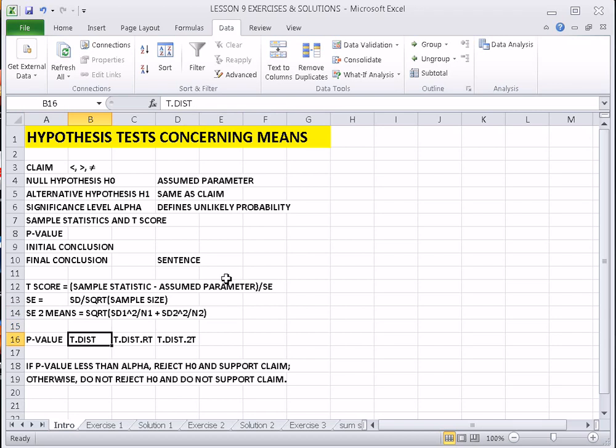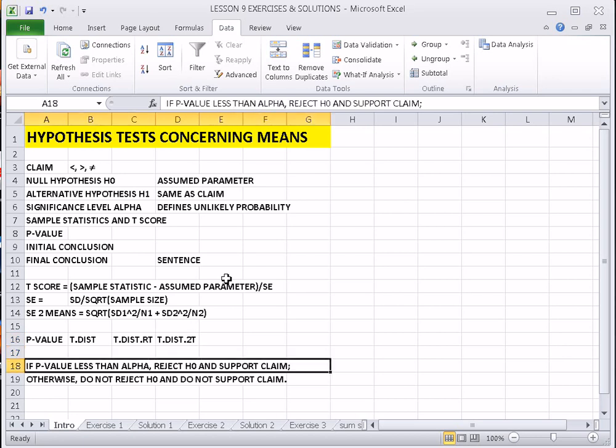Once you have those t-scores, you're going to find your p-value using the student's t-distribution. If you're working with Excel 2007, you will just use t-dist, and if it's a one-tailed test, you have to use a positive t-score and tell it one tail. And if it's a two-tailed test, then you'll again use a positive t-score and say two tails. If you're working with Excel 2010 for a left-tailed test, you will use t-dist. For a right-tailed test, you will use t-dist right-tailed. And for a two-tailed test, you will use t-dist two-tailed.